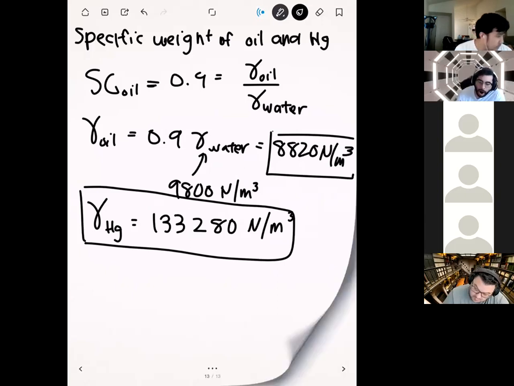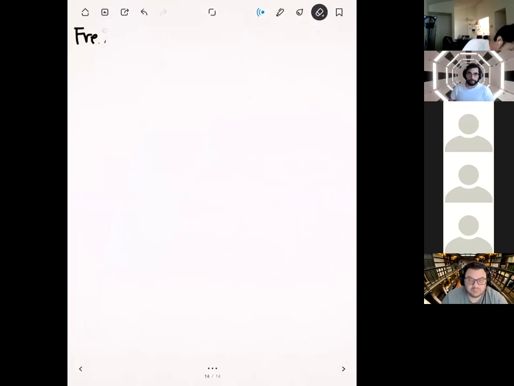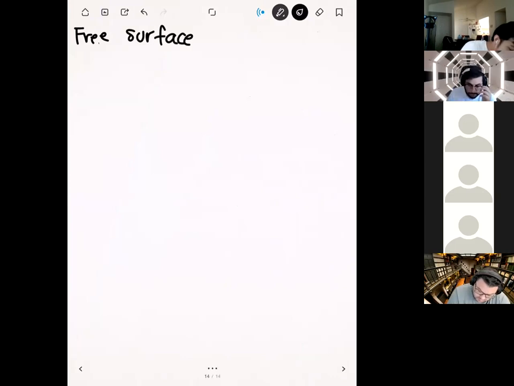Okay, so let's do the same thing. Let's work our way around the manometer. But just so you get a little bit of a different look, let's work backwards. Let's start from the free surface and work our way around to the location that we want. So let's go from the free surface to the bottom of H3.